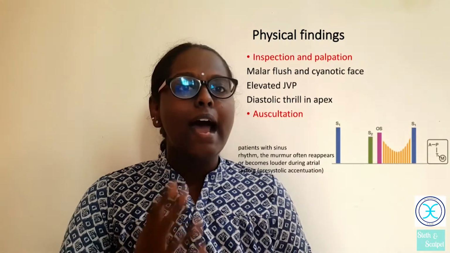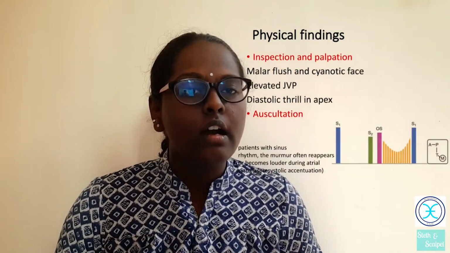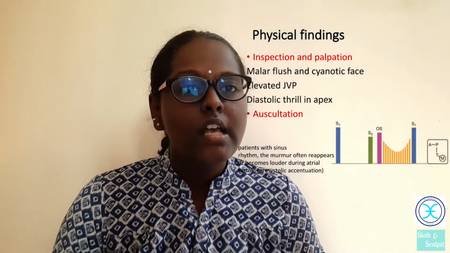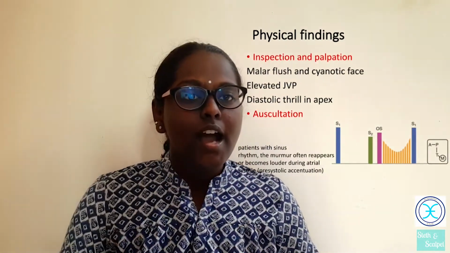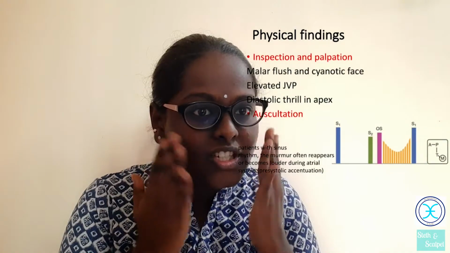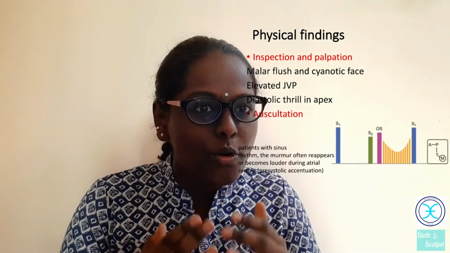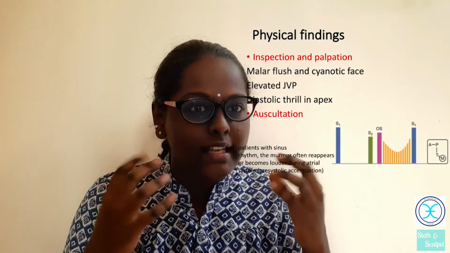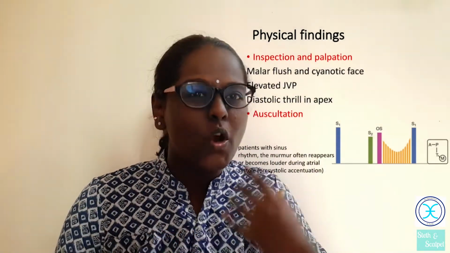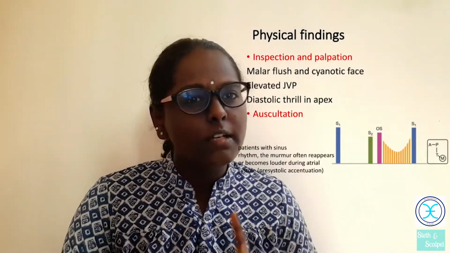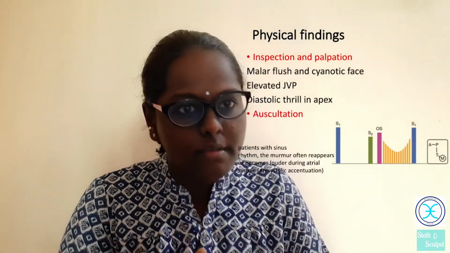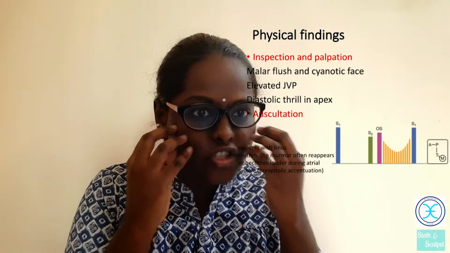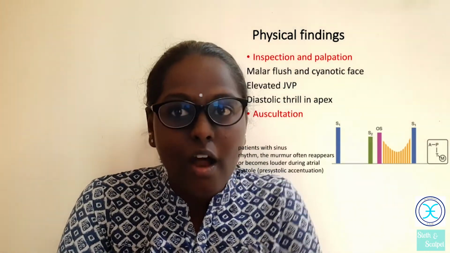Now, as a doctor, what are the signs we see in them? We saw the symptoms, so what are the signs? As soon as we see the patients, we see malar flush in them. In the cheeks, malar flush, the red color, is because of increased carbon dioxide in the blood. Because not much blood is pumped out, not much blood is oxygenated, so they will have more CO2 in their blood. So malar flush is seen in their cheeks on inspection.